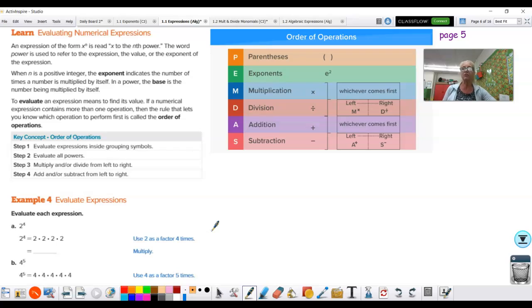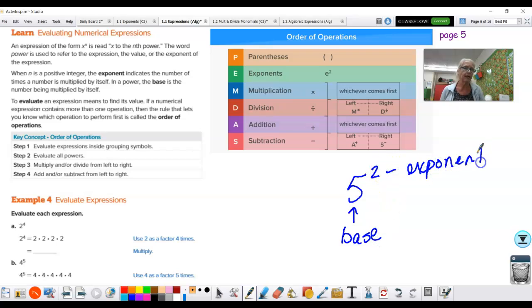All right, evaluating numerical expressions. They want you to know some terminology here: exponent, base, and power. Just a quick example. If I have 5 to the second power, 5 is the base. 2 is the exponent. But what you might not know is the whole thing is called a power.